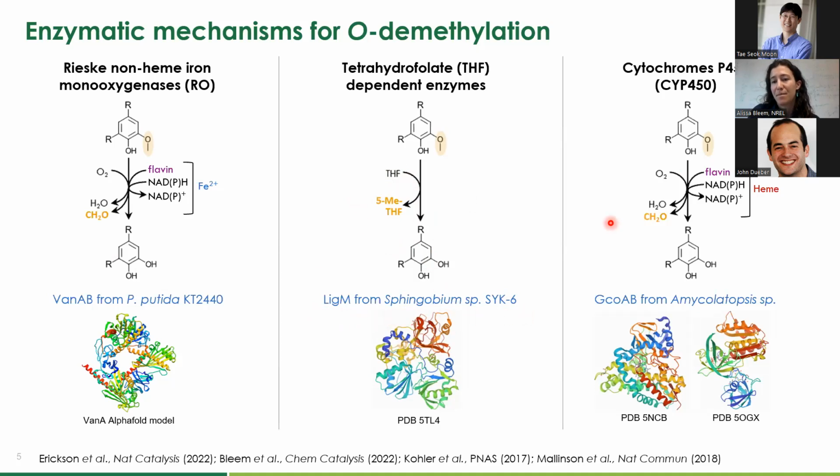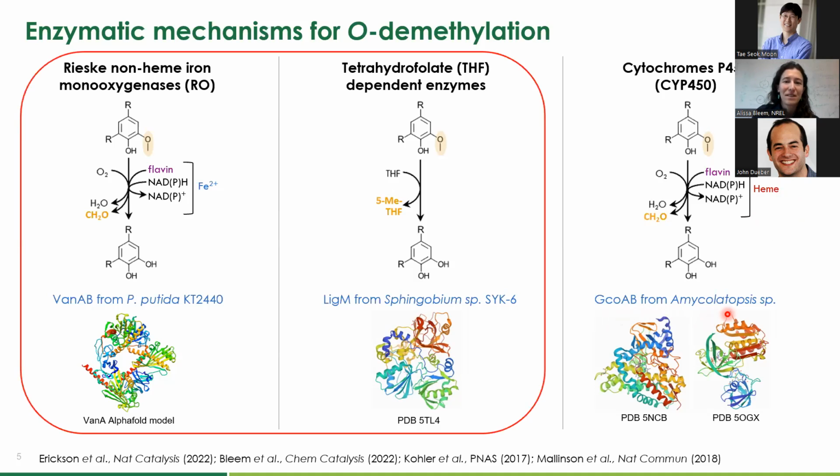On the right, we have the third mechanism. So these are cytochromes P450, and these are really similar to the iron monooxygenases in that they use oxygen, but instead the oxygen is activated here by a heme group. So an example of this that our group has worked with extensively is the GcoAB enzyme, which is originally found in Amycolatopsis, but there's also homologs in Rhodococcus, as Taesok will know. So today I'm just going to talk about these 2 mechanisms because they're quite different from one another, and both of these mechanisms have activity on vanillate, which is the substrate that we're going to be talking about today.